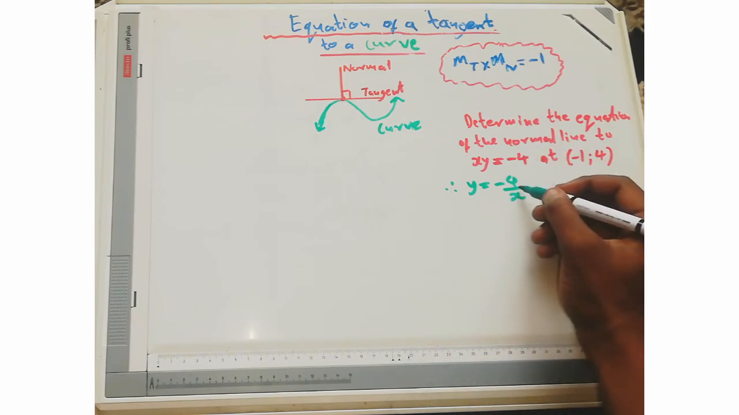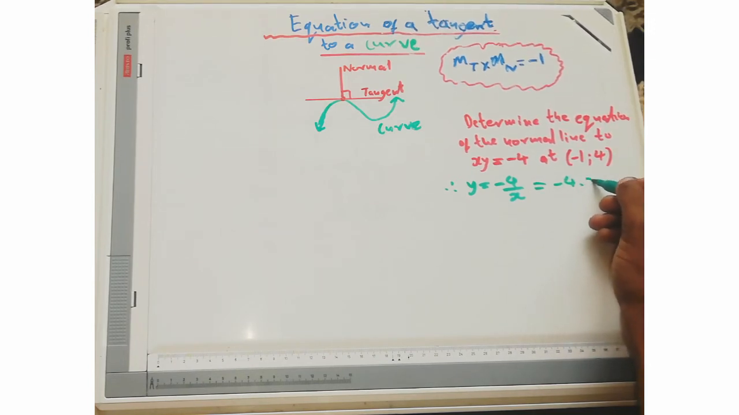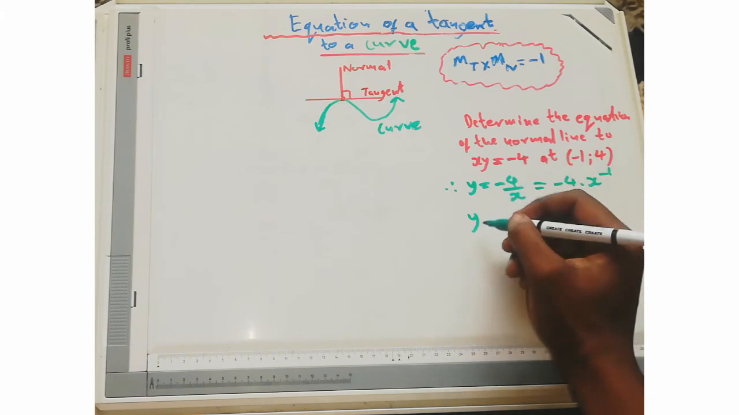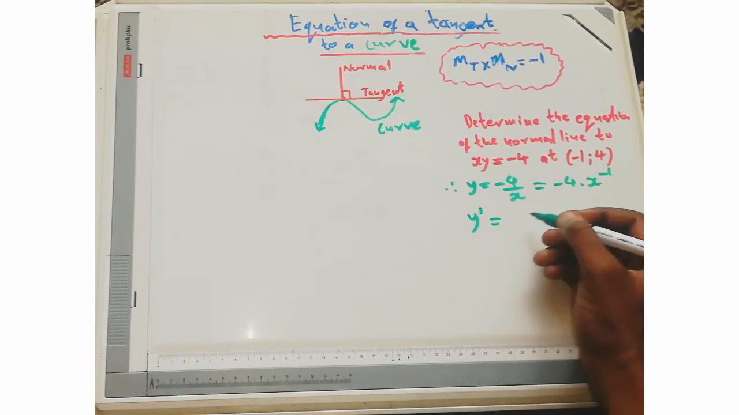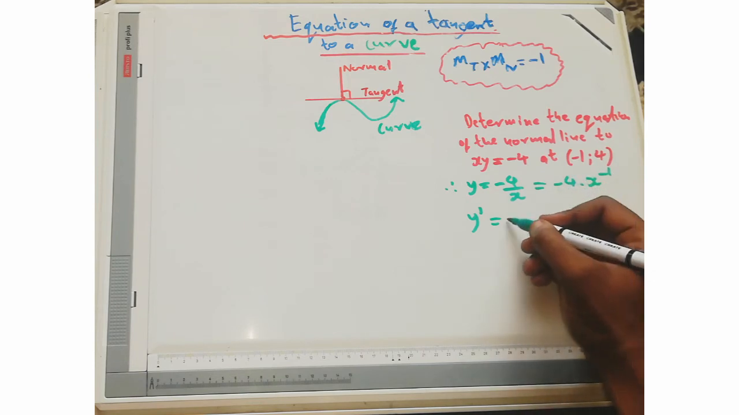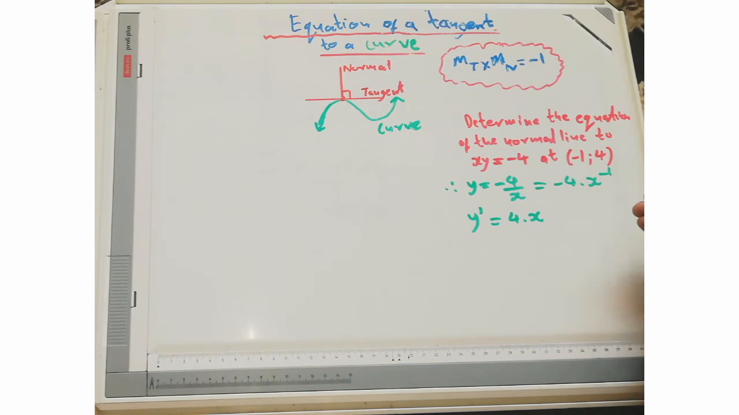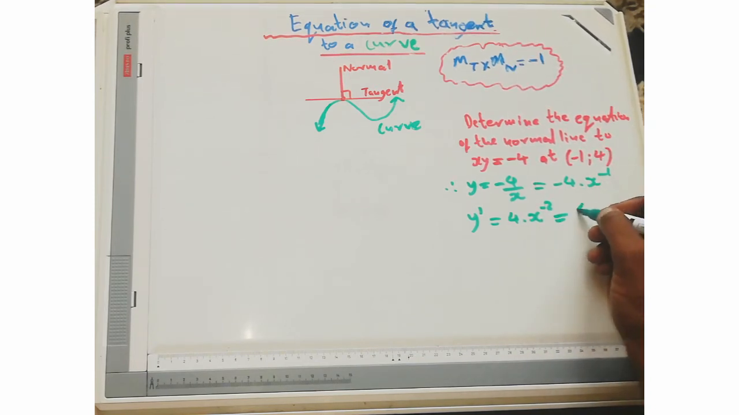And then remember that this is the same as -4 times x to the -1. So then your first derivative is going to be -1 times -4 is 4 times x to the -2. So your derivative is going to be 4 over x squared.